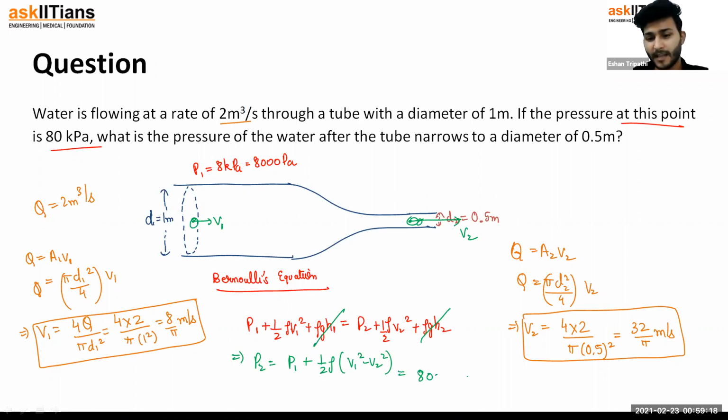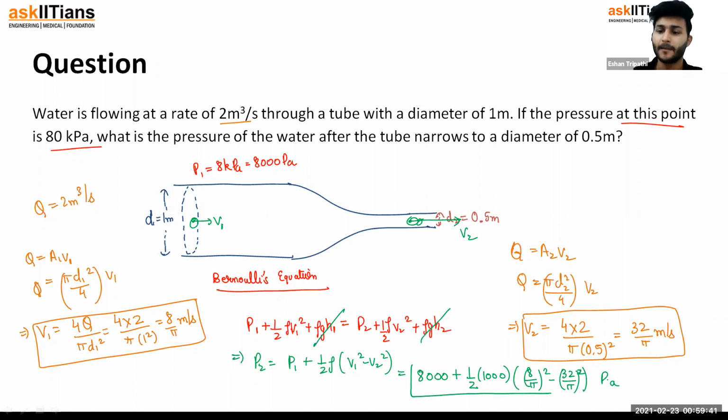So pressure at this is 1000 plus half into, water is flowing, we know density of water is 1000 kg per meter cube in SI units, into V1 square minus V2 square. That's 8 by pi square minus 32 by pi square. So you come out to be a little bit negative value. So pressure is going to be whatever pascals you get from this, that will be the answer. This many pascals.